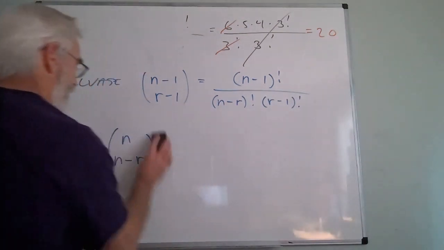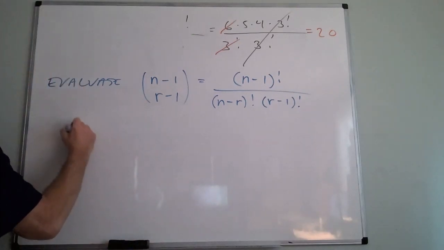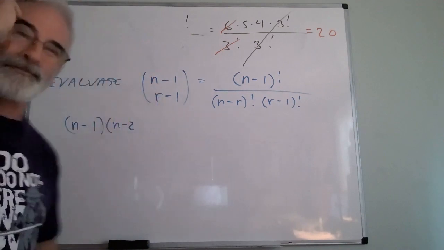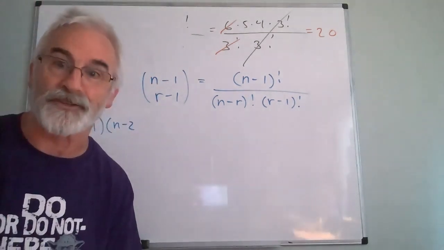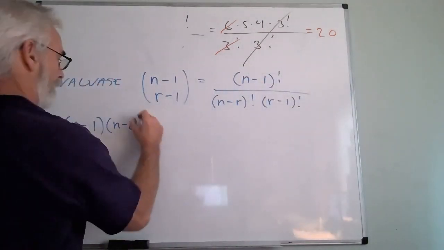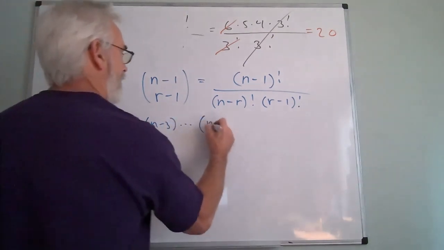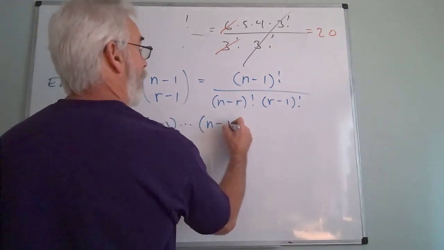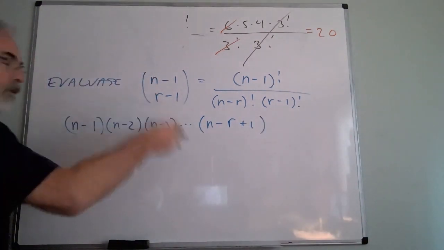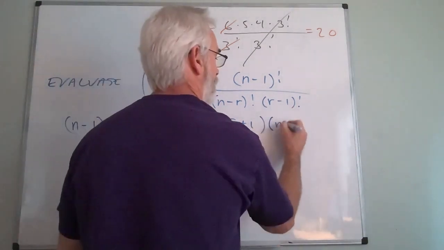So in this case here, what I need to do is whittle down my numerator. So I'm going to write my numerator n minus 1 times n minus 2. Let's assume r is bigger than 1. You know, r is at least 2, 3, 4, 5, 6, 7. It's not 1, because that would make it kind of boring, right? n minus 3. How far down do I go? How about n minus r plus 1? I'm decreasing by 1. So then what's the very next one I'd have? It'd be n minus r.